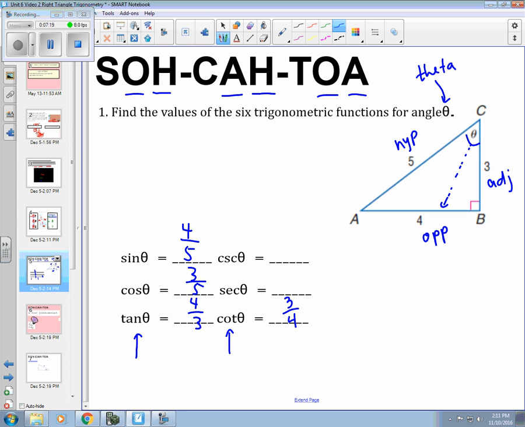The other two are a little more confusing. You would think that sine and secant would go together because they both start with S, but they actually don't. Cosecant is the reciprocal of sine. So it's kind of the opposite letter. So the reciprocal of these two would be 5/4. And secant and cosine go together. Reciprocal of that one would be 5 over 3. So those would be the values for those reciprocal functions.